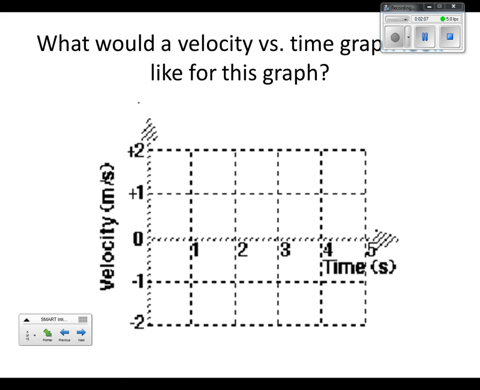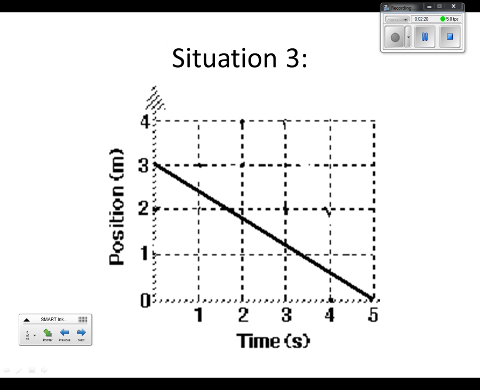So we're going to go down here, find 0.8, which is about right here. And for the 5 seconds, we're going 0.8 meters per second. All right. Let's try situation number 3.